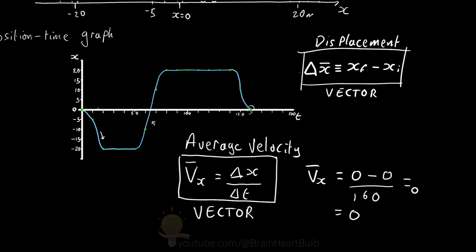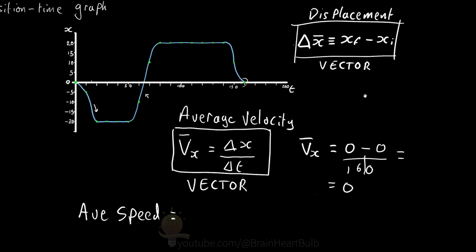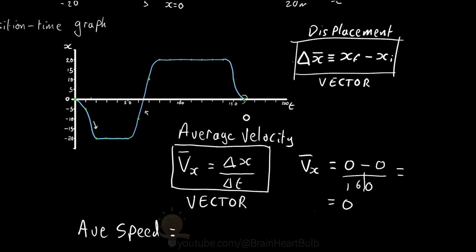But our average velocity is not the same as speed. Speed is a scalar quantity, and the average speed is the total distance travelled divided by the total time interval required to travel that distance. So we worked out our distance travelled previously, and we worked that out to be 80 meters, because we moved 20 meters in the negative x direction, and then we moved 40 meters again in the positive x direction, and then 20 meters in the negative x direction. And that adds to 80 meters.